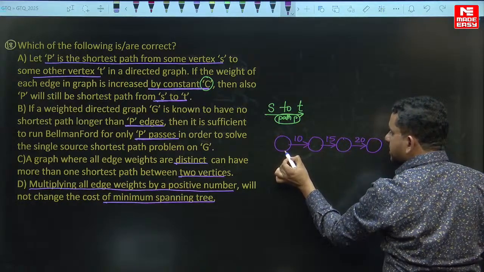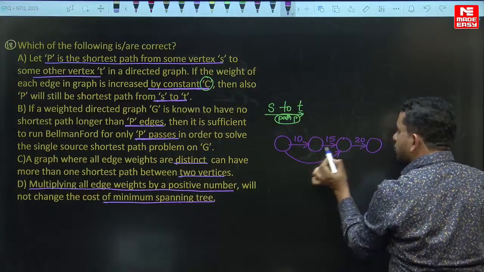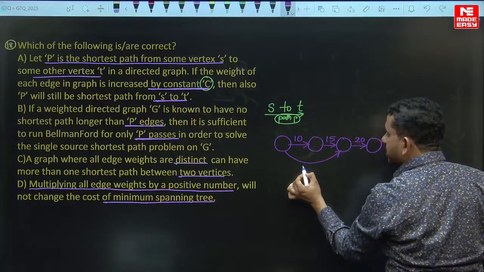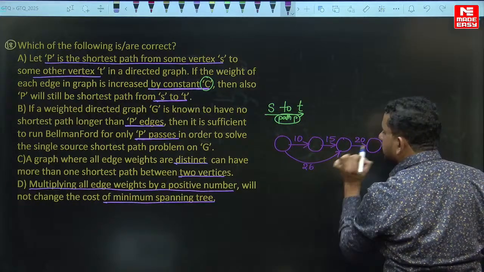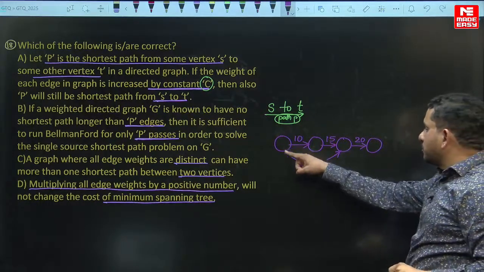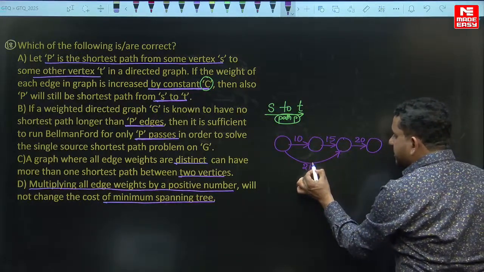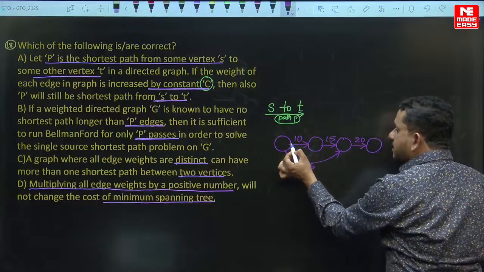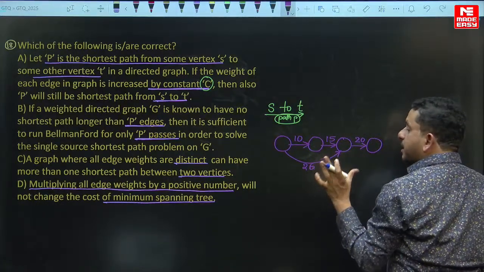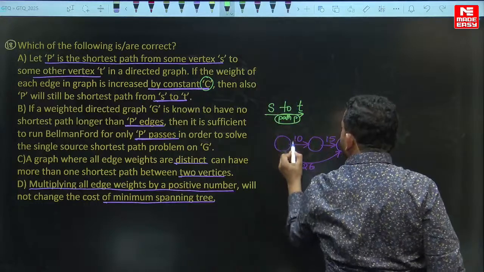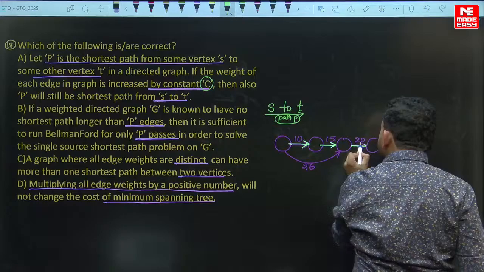Let's say there is another path which has fewer edges. Let's assume this cost is slightly bigger, 26 plus 20. So this path consists of two edges and the sum of edge weights is 46, and the other path consists of three edges with the sum of edge weights 45. Then obviously 45 is the minimal cost. This is the shortest path, which involves three edges.